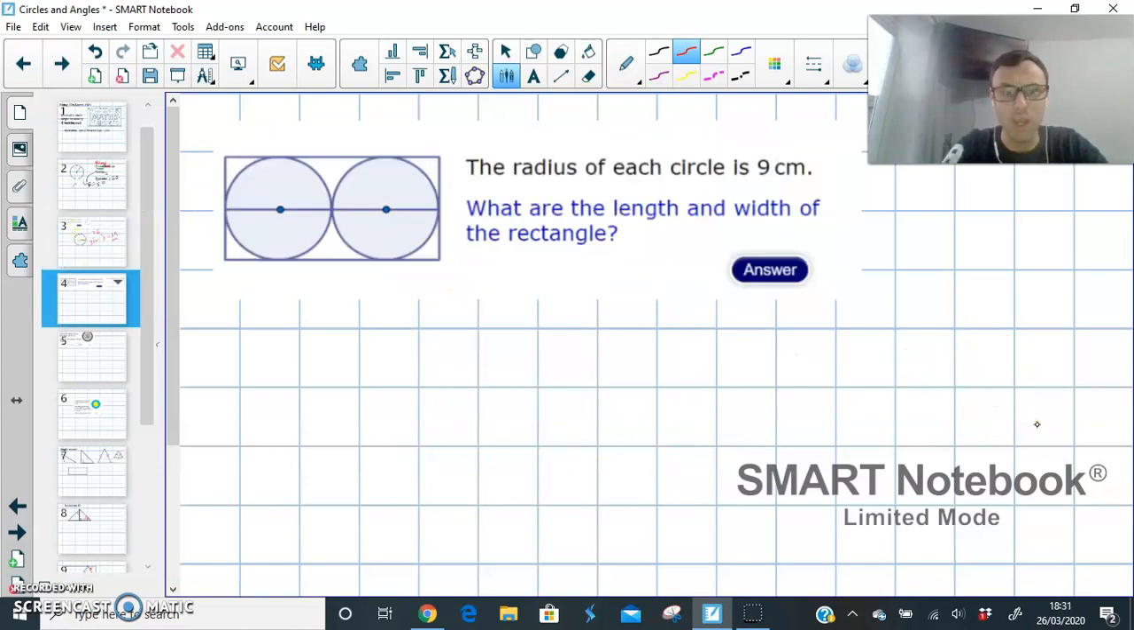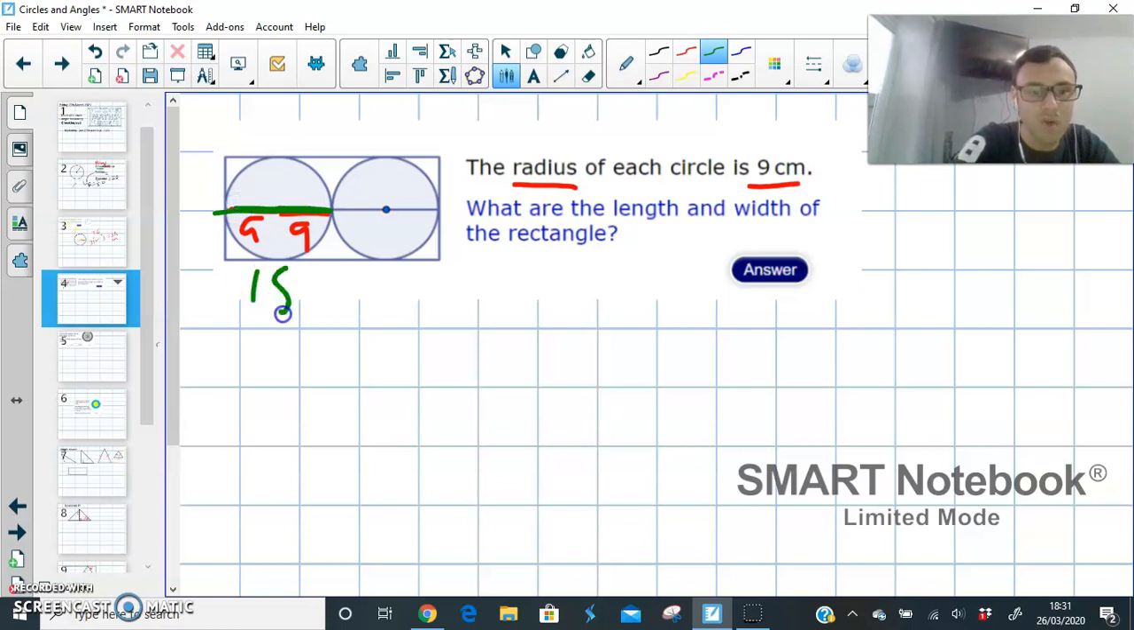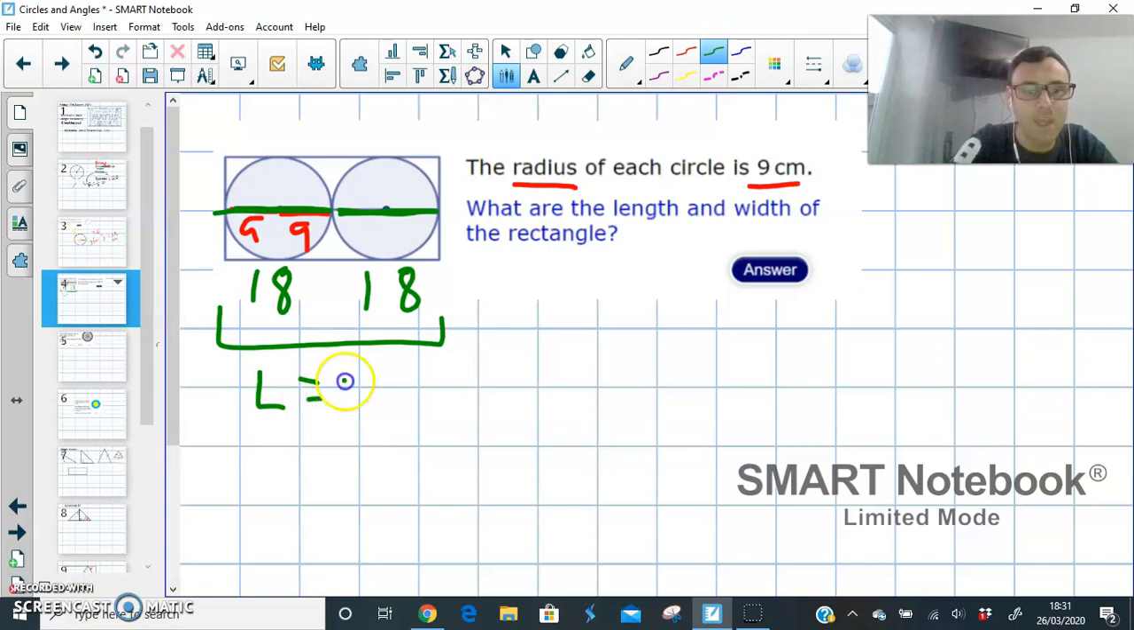Then you get a slightly more complicated question like this, where you've got the radius of each circle is 9. Okay, so this part here is 9, that part there is also 9. Oh, now I can work out my diameter. My diameter is two lots of the radius. Well, my diameter there is 18 then, which means this one here has also got a diameter of 18 because the radius is 9. Well, then my total length of my rectangle going along here then is going to be 36, okay?